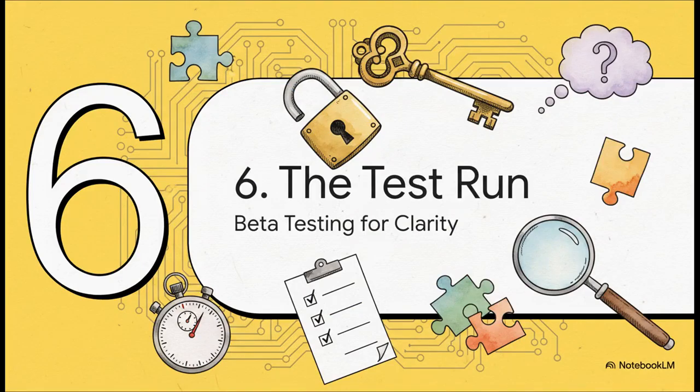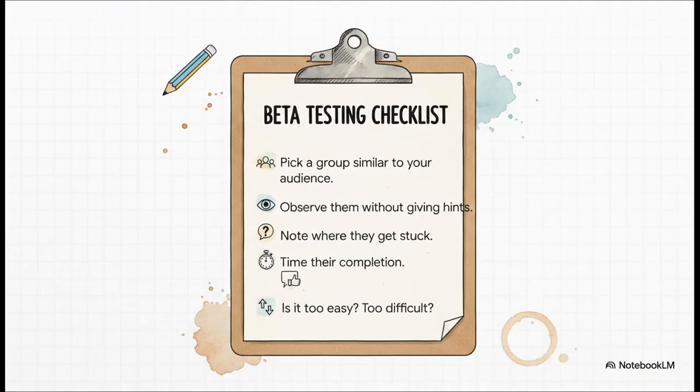We are so close. You've planned it, you've written it, you've built it. But hold on, before you launch it, we need to cover the final and, I'd argue, most crucial step, the test run. Beta testing is absolutely non-negotiable. Seriously, grab a small group that's like your intended audience, and then just sit back and watch them. Don't give any hints. See where they get stuck. Is a clue confusing? Is a puzzle way too easy? Timing them is also super important. This is your chance to work out all the kinks before the real deal, which ensures the experience is smooth and fun for everyone.